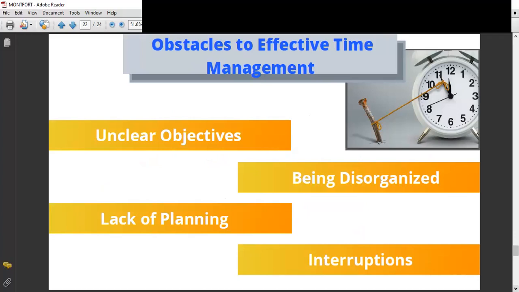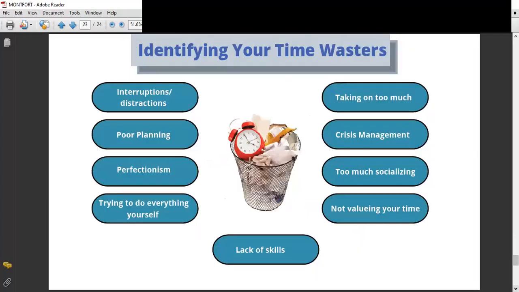Now, obstacles to effective time management. There are different obstacles which don't allow us to work effectively. That is unclear objectives. We don't know what we have to do. Being disorganized. We are completely messed up. Lack of planning. If we don't plan, we don't know from where to start, where to end. Interruptions like phone calls, junk mails, friends, socializations.